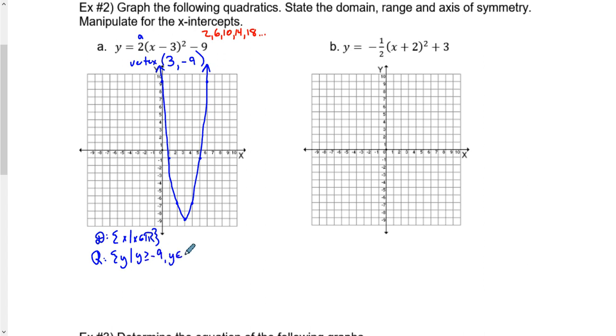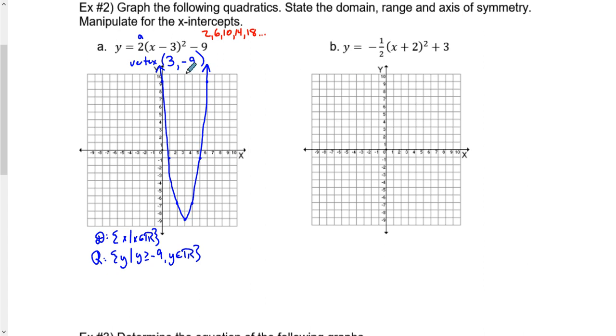But I need you to see one more thing. We didn't technically need to even graph this in order to do our domain and range. The domain of a quadratic will always be real numbers. But our range, we see this negative 9 right here. It's the y-coordinate of our vertex. And the reason that it's going greater than is because our a value is positive. So that's a neat way of figuring everything else out.